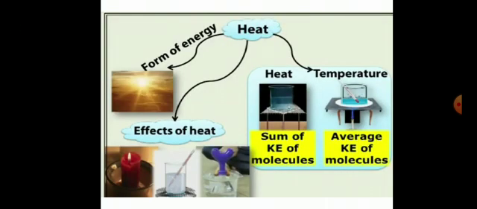So children, today we have discussed that heat is the sum of kinetic energy of molecules, and temperature is the average kinetic energy of molecules. Heat is a form of energy, and we have seen effects of heat. Heat is used to change the state of matter. Heat is used to increase the temperature of substance, and gases expand on heating and contract on cooling. We will continue this same topic in the next video.